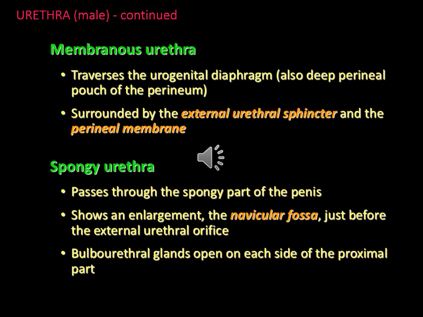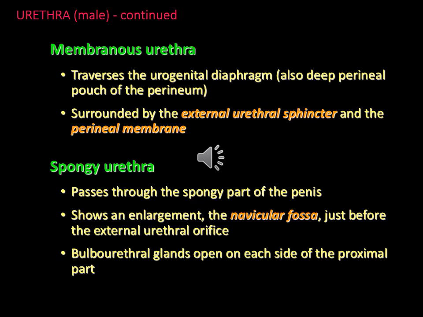In the next slide, we are looking at the descriptions of the rest of the parts of the urethra. Membranous urethra, which passes through the urogenital diaphragm. We can also say it is passing through the deep perineal pouch, and it's surrounded by the urethral sphincter and the perineal membrane. You remember the perineal membrane as the inferior fascia of the urogenital diaphragm.